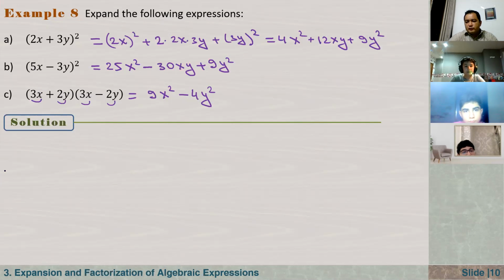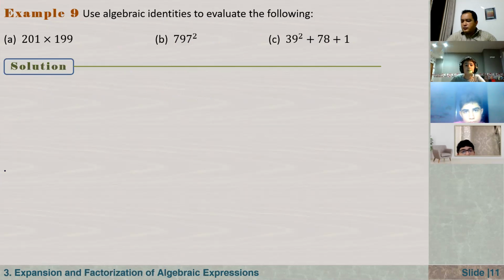Okay, because we already proved this. Now we have the formula. Now we have to use it to solve the questions. Okay, the last question. After that, you will have a 4-minute break. Use algebraic identities to evaluate the following.